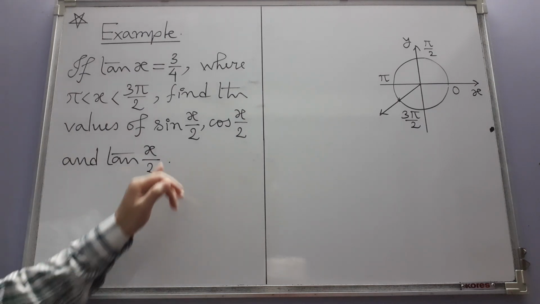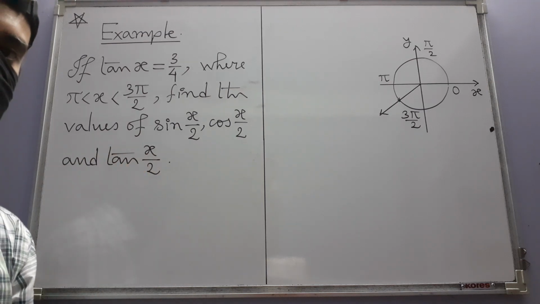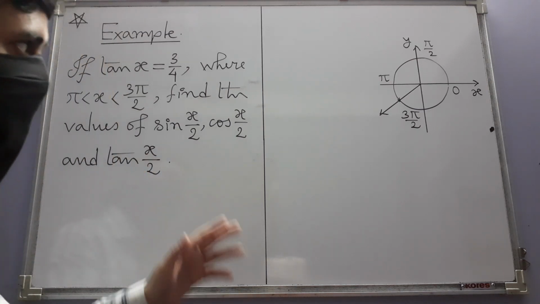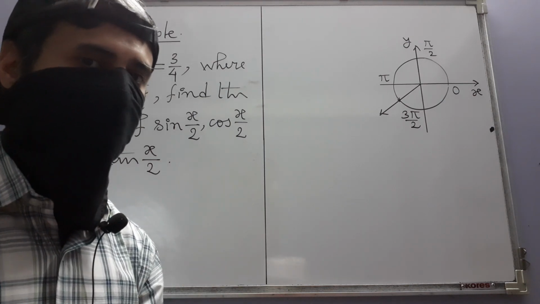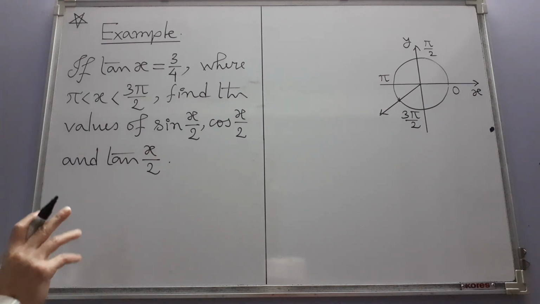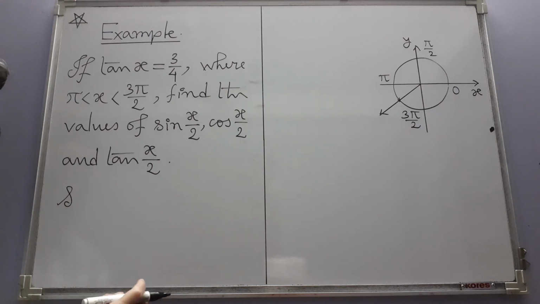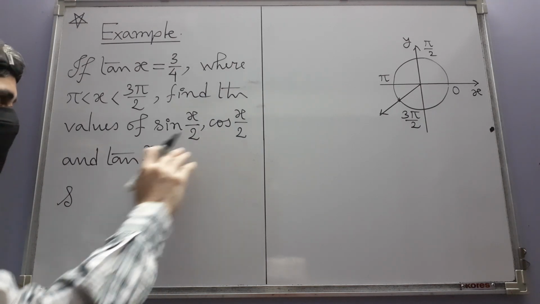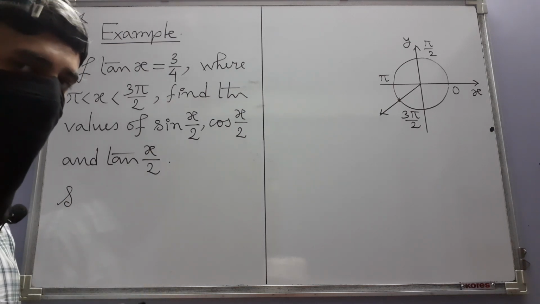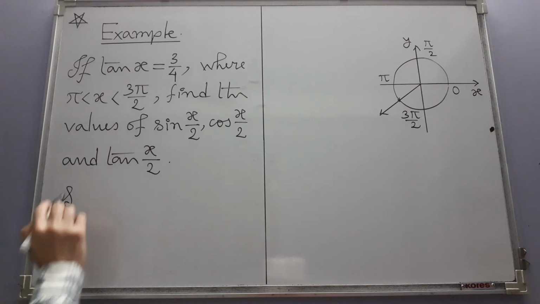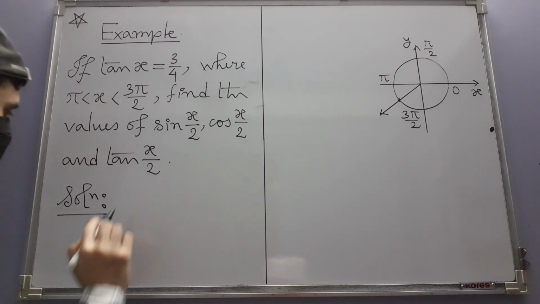In this situation, we have to find the values of sin x divided by 2, cos x divided by 2 and tan x divided by 2. Because tan is given, we can find secant x first, and then from that we can find cos x. But cos x will be negative. And then from cos x, we will find these other trigonometric function values of half angles. Okay, so this is how we start.